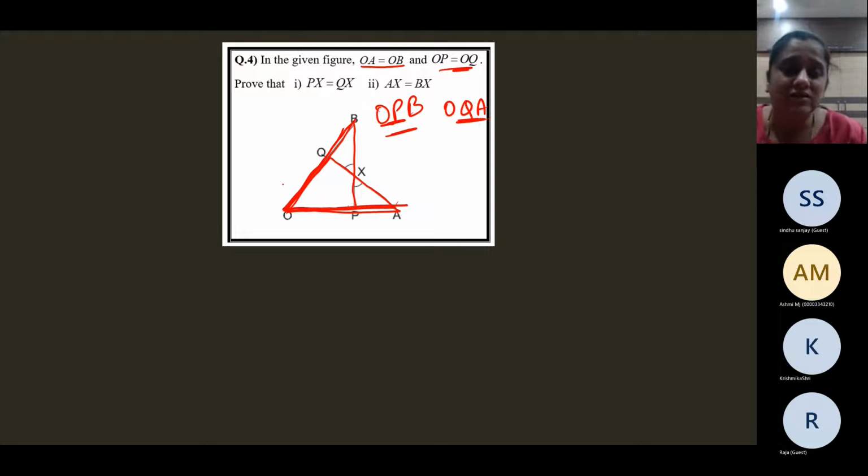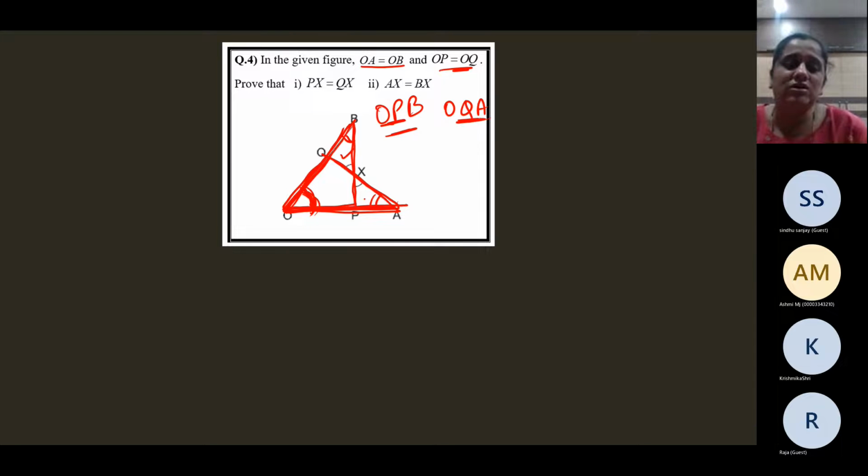Now we need another one. This is the common angle. Both the triangles have the same angle. This triangle has this angle, and the other triangle also has the same angle. So this is the common angle. So side, angle, side, the SAS congruence criterion. These two triangles are congruent. By CPCT, this angle is equal to this angle. Now we'll use this information and complete the congruency.